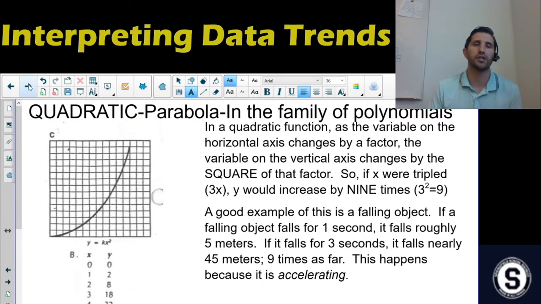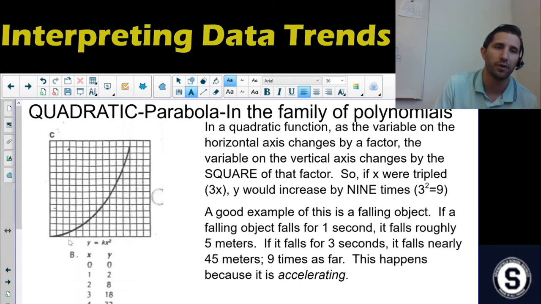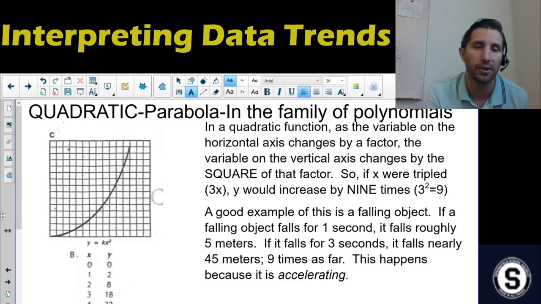All right, another relationship that we see a lot in physics is a quadratic relationship. And a quadratic is a parabola. The shape of the graph is a parabola. So we see these types of things in algebra 2, sometimes in algebra 1, but it's in the family of functions we call polynomials.